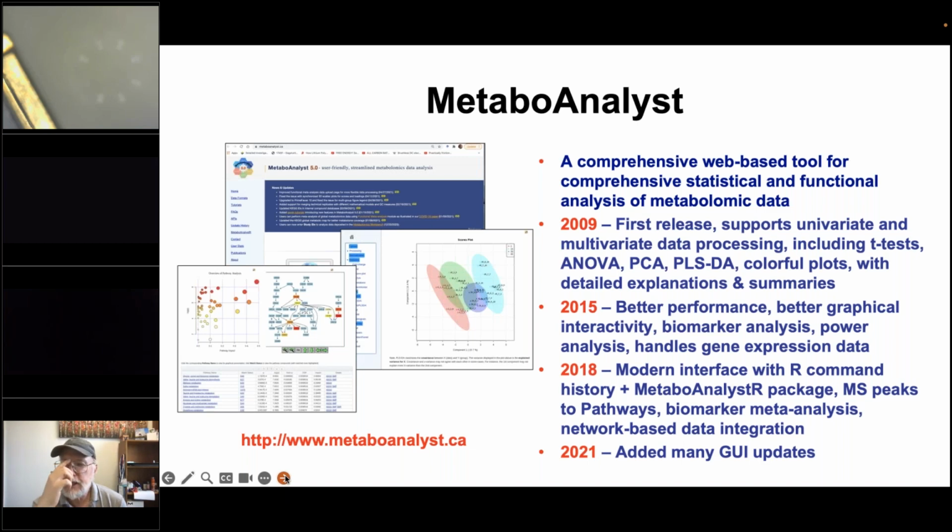Each of these releases is designed to make MetaboAnalyst a little easier to use, but also to start including links to other kinds of data or other ways of looking at it. So in 2015, we started handling some gene expression data, and then added more pathway analysis and more biomarker analysis to MetaboAnalyst.